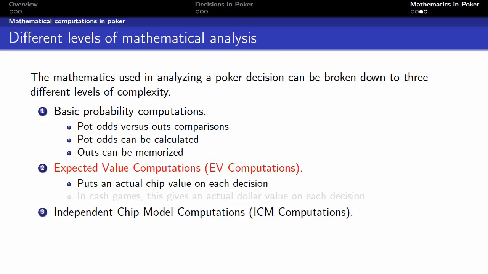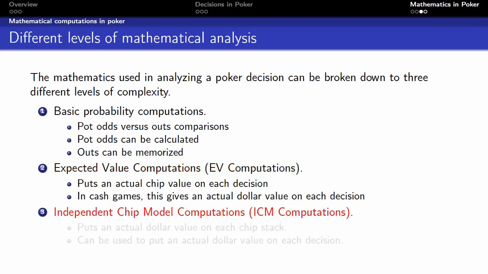Now, of course, if you're playing in a cash game, the chips you're playing with directly relate to the actual dollar value of each decision. So these expected value computations give you an actual dollar value of what was the optimal decision, what choice you should make. And a lot of people can't do these full computations in the heat of the moment, so this might be something that gets postponed to the after-session review.